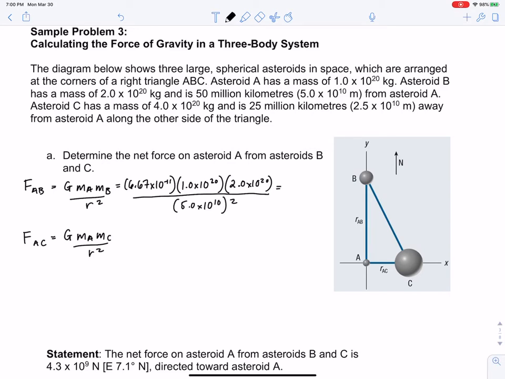squared. If you punch this into your calculator, you should get 5.3 times 10 to the power of 8 newtons.